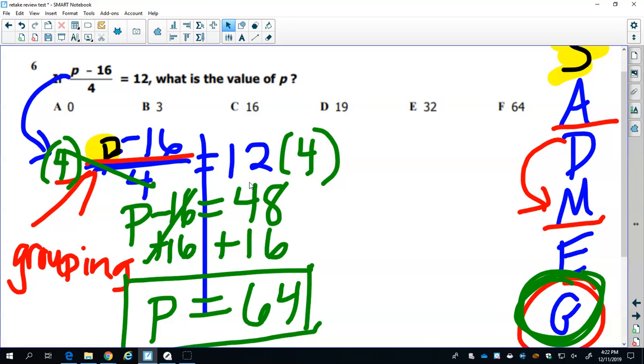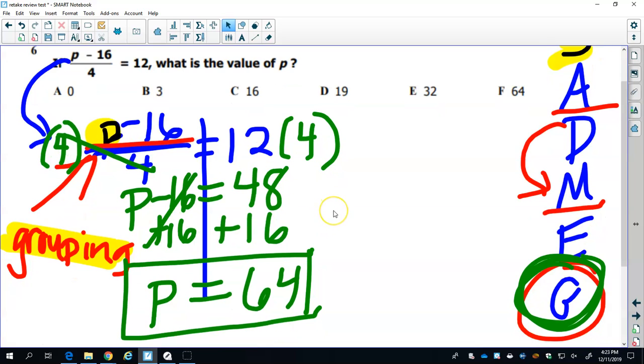So this was special. It's kind of a little bit more difficult because of that grouping. So if you forgot and you added 16 first, maybe that was your mistake. If you made a mistake on this one, I want you guys to write on your paper that you'll be turning in for your retake what your mistake was, so you're sure not to make that same mistake again.